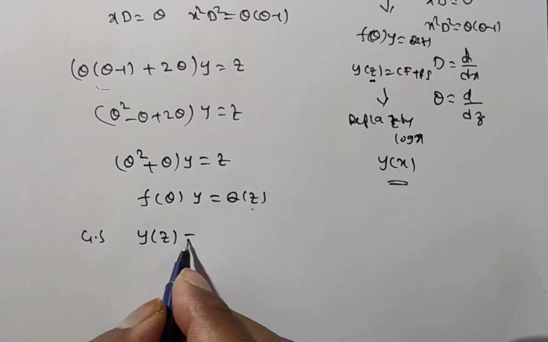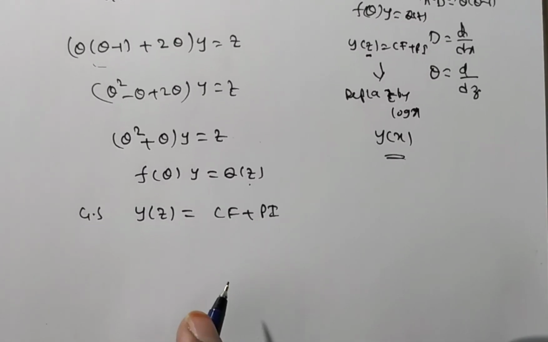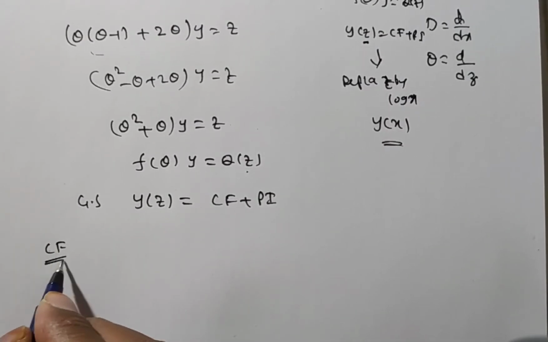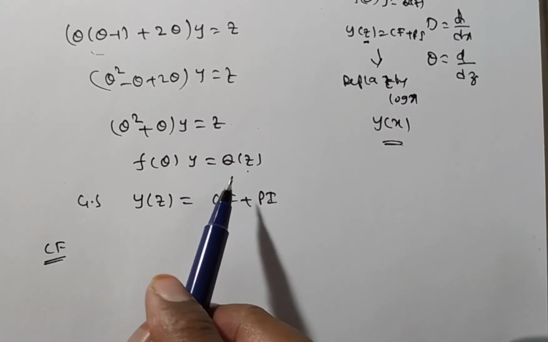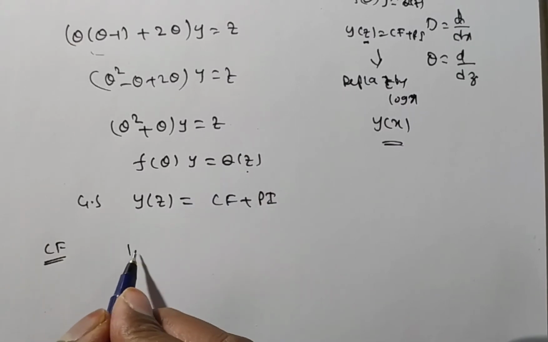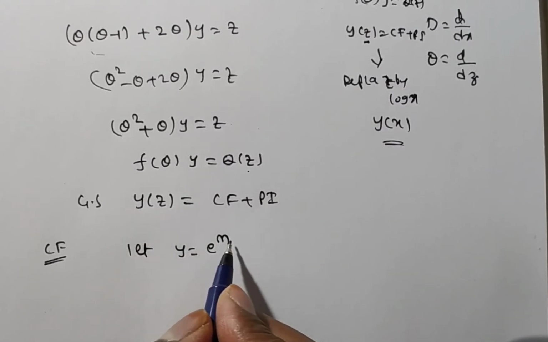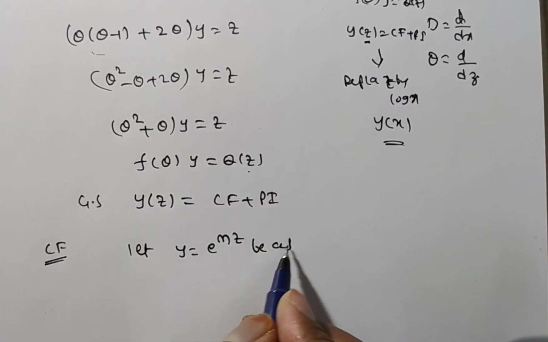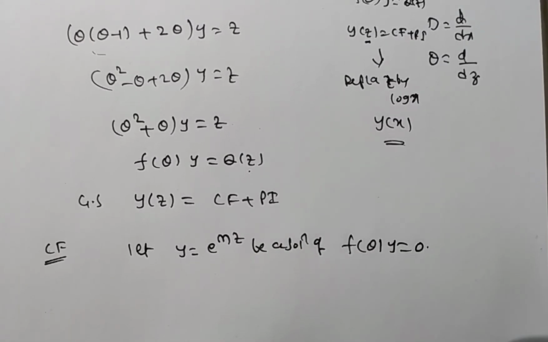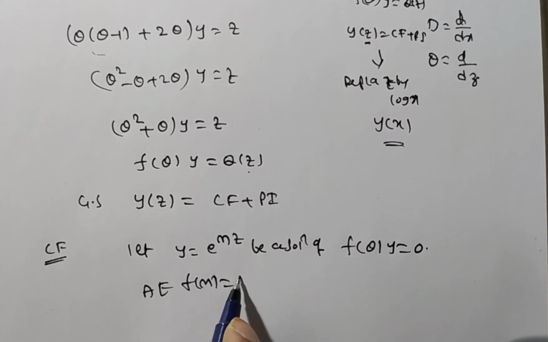So y of z is equal to complementary function plus a particular integral. First we need to find the complementary function and then the particular integral. Now go for the complementary function. To find the complementary function, we have to treat this q of x as 0. For that, let y is equal to e to the power of mz be a solution of f of theta into y is equal to 0. Then we will have the auxiliary equation f of m is equal to 0.